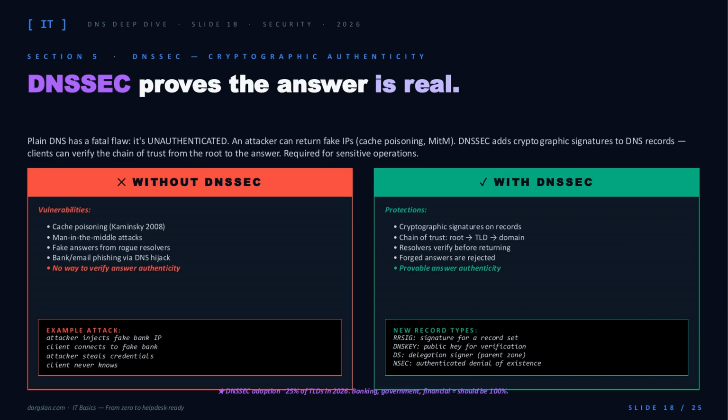Back in 2008, Dan Kaminsky showed how trivial cache poisoning could be. An attacker injects a fake bank IP, your client connects, credentials are gone, and nobody notices. DNSSEC fixes that by signing records cryptographically, building a chain of trust from the root down to the domain. In 2026, only about a quarter of TLDs have adopted it. But for banking, government, and anything financial, it really should be 100%.